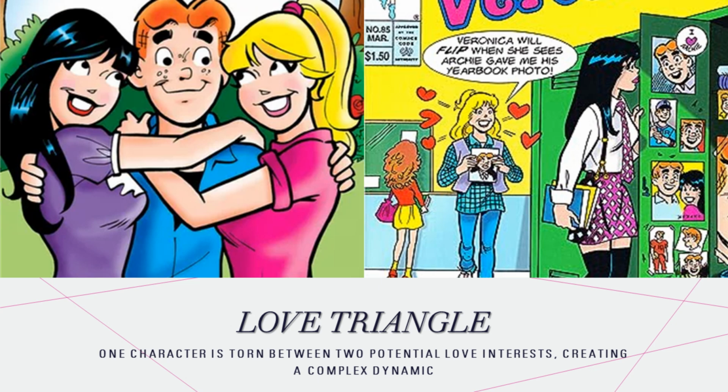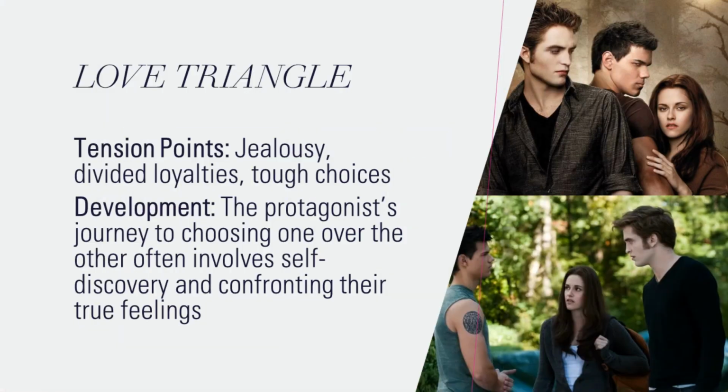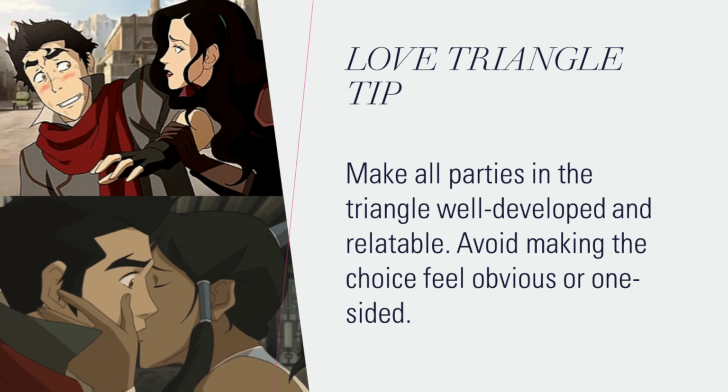The love triangle romance plot revolves around a character who is typically torn between potential lovers. This plotline is rich with tension, often driven by jealousy, divided loyalties, and the difficult choices the protagonist must make. As the story unfolds, the protagonist's journey to choosing one love interest over the other often involves deep self-discovery and confronting their true feelings.